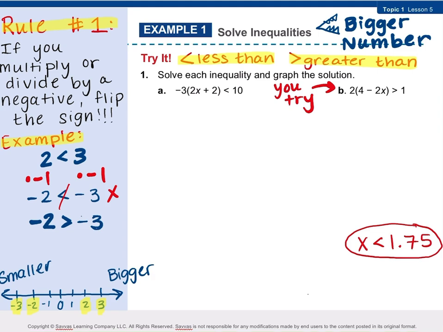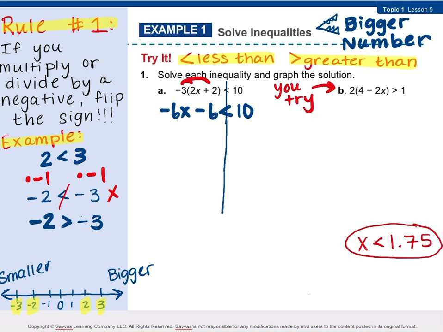For A, we're going to set it up just like I would set up an equation. I'm going to do a long line down through the inequality sign and get to solving. Same steps, doing everything to both sides, opposite operations. I see the parentheses, so I'm going to distribute the -3 to both terms inside. -3 times 2x is -6x. -3 times 2 is -6. And that's less than still 10.